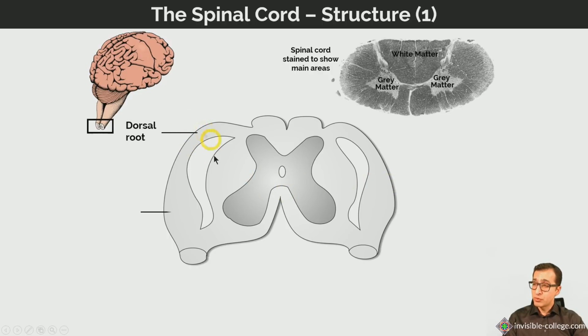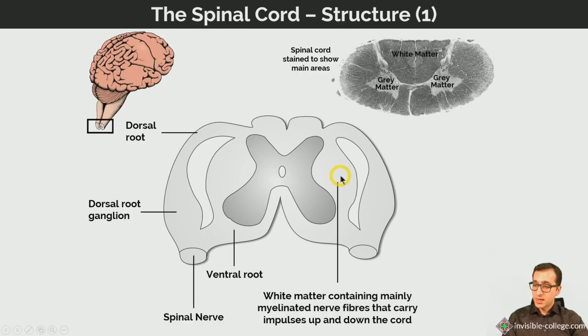This is called the dorsal root. This is called the dorsal root ganglion. Here we see the spinal nerve emerging from the ventral side of the spinal cord. Here we can see the ventral root. Here we can see the white matter, and the white matter again consists mainly of the myelinated nerve fibers that carry impulses up and down the cord.